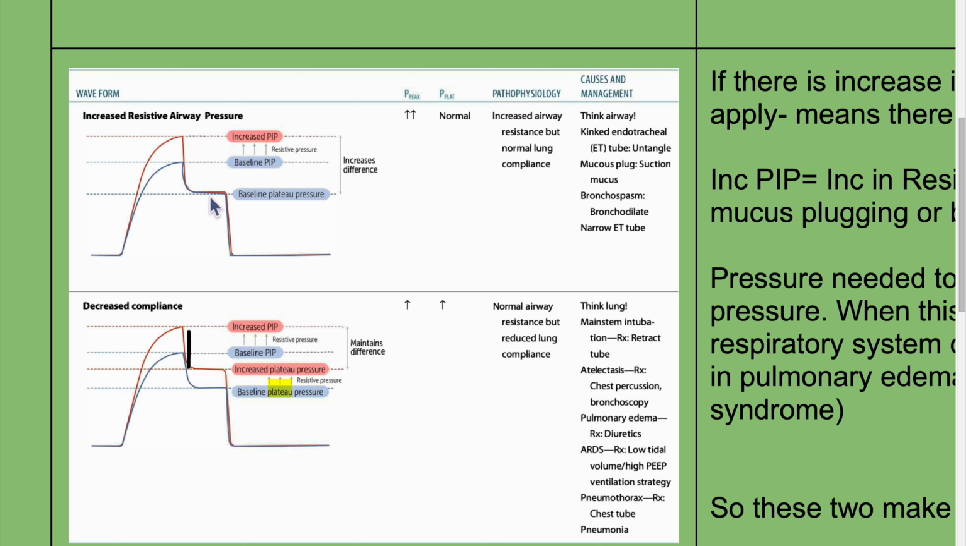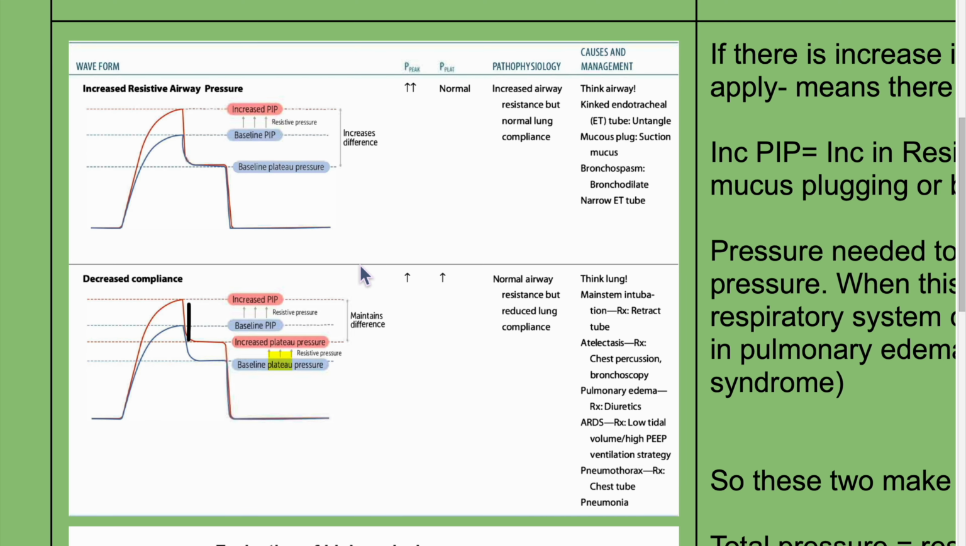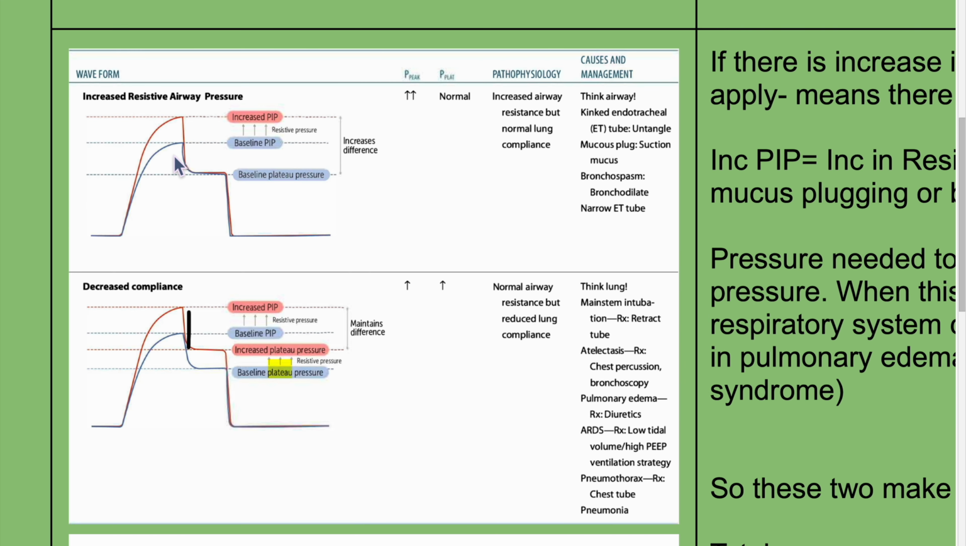Since the plateau has not increased, that means the lungs can do what they do at their optimum level. So what could cause you to have to increase the pressure of inspiration? Think airway. A kinked endotracheal tube or a mucus plug. If it's a mucus plug, suction the mucus. It could be bronchospasm, then you give a bronchodilator, or it could be a narrow endotracheal tube. So that was for increased resistance.